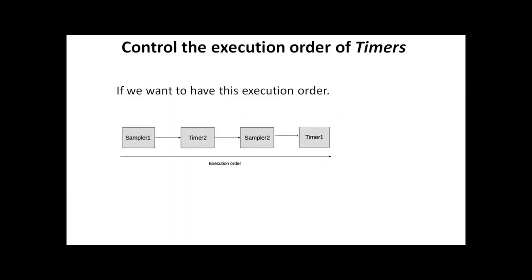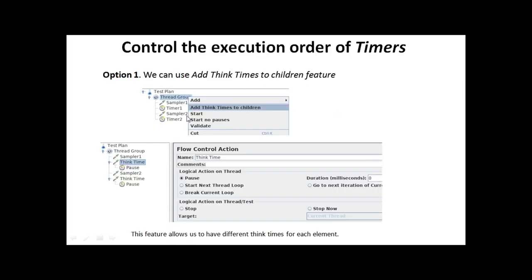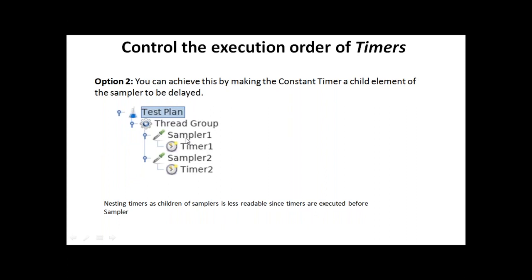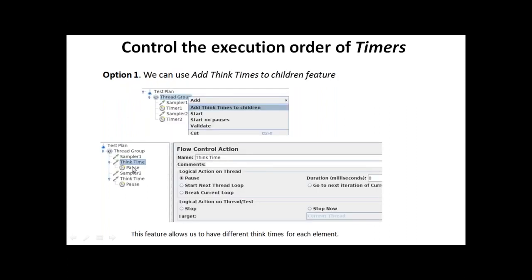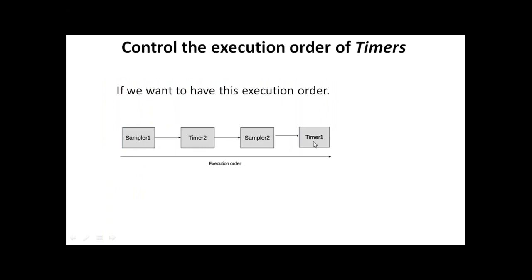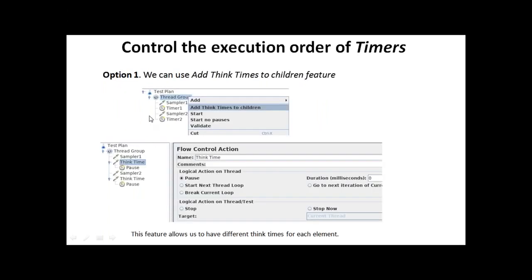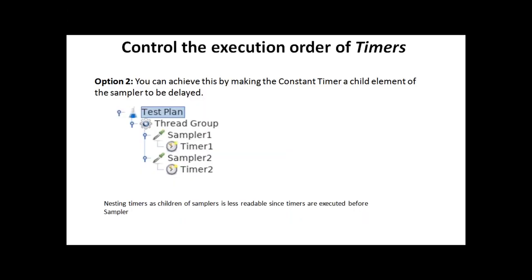So how do we achieve this? We have already seen how. Just right click on it and add think times to the children. Then the flow control action will be added, and you will have something like this. Sampler 1, then think time is the flow control action. Inside this flow control action, you add the timer. Sampler 2, again add the flow control action, and then timer 2. This is how we need to add so that we can achieve this, which I have already shown you. That's the reason why I'm covering it quickly.